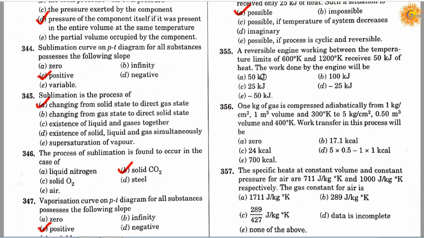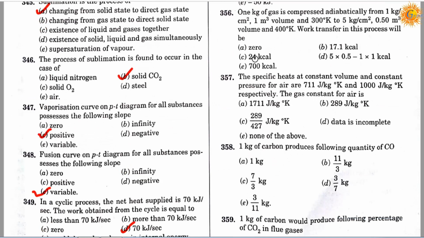Question number 355. A reversible engine is working between the temperature limits of 600 degree Kelvin and 1200 degree Kelvin. Receives 50 kilojoule of heat. The work done by the engine will be option A 50 kilojoule, option B 100 kilojoule, option C is 25 kilojoule, option D is minus 25 kilojoule, and option E is minus 50 kilojoule. So correct answer is C, it will be 25 kilojoule.